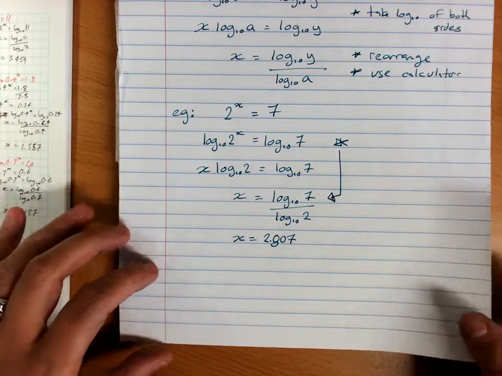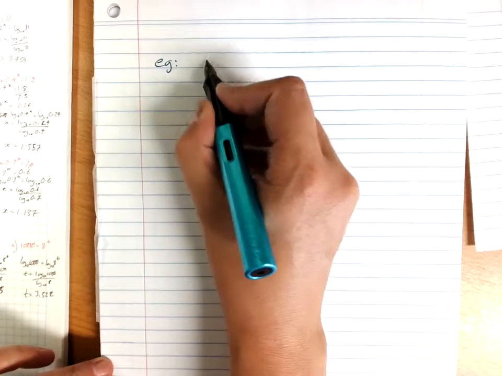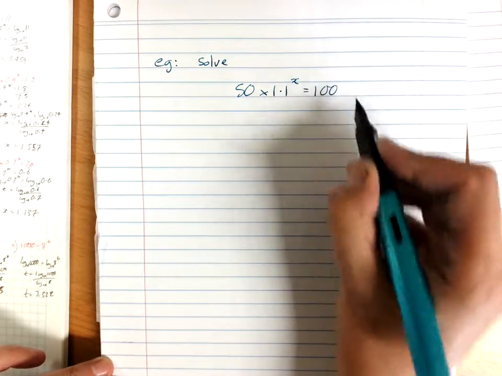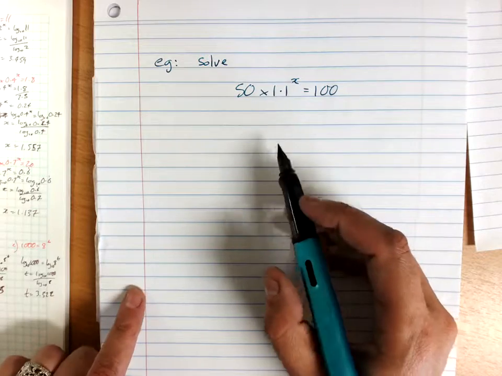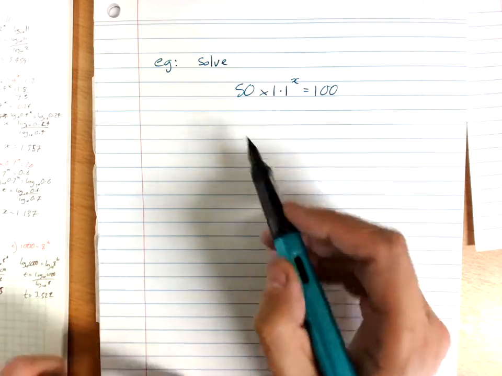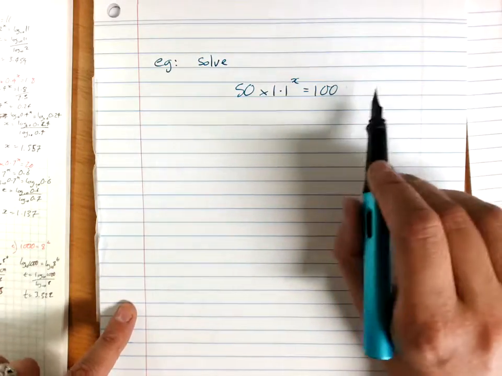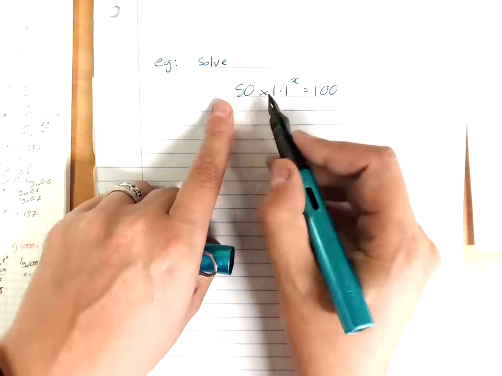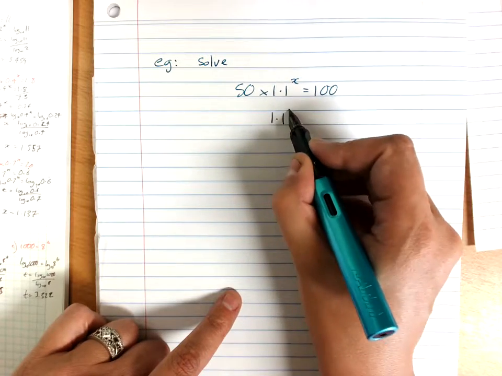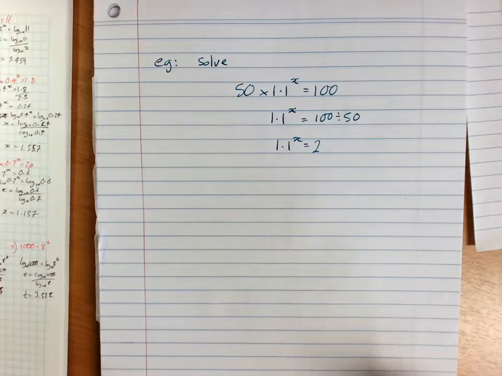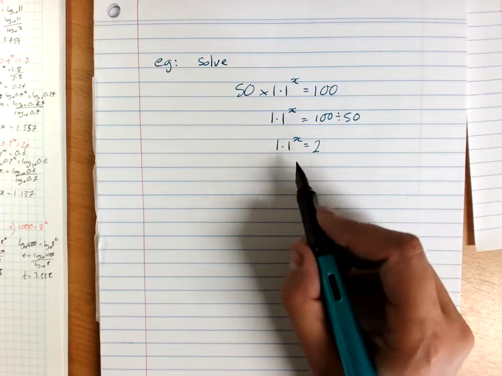Now you might get a slightly harder exponential equation. So for example, 50 times 1.1 to the x equals 100. If you've got an extra number hanging out here, get everything you can away from the exponent before you start worrying about logs. So to get rid of times 50, divide by 50 on both sides. So 1.1 to the x is 100 divided by 50. So I've got 1.1 to the x equals 2. After that, you just work down and solve as you would normally.